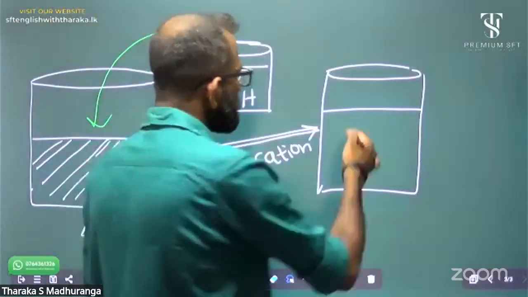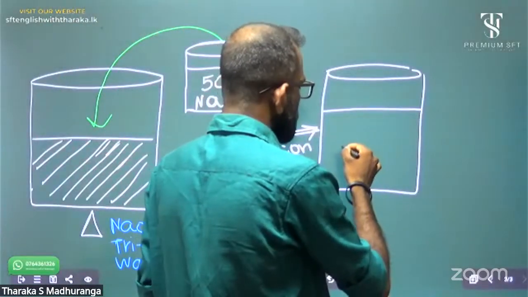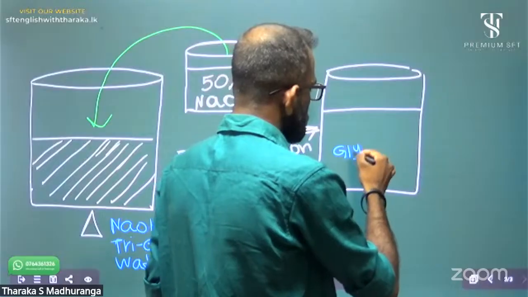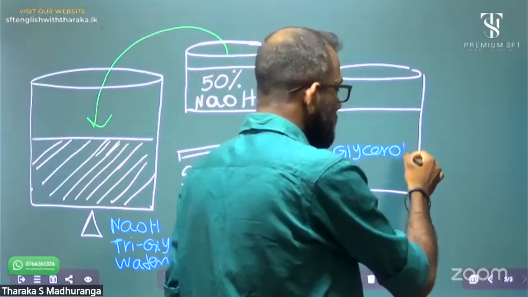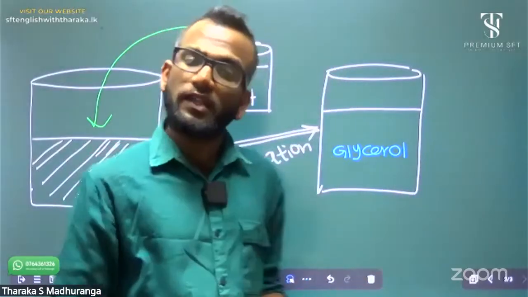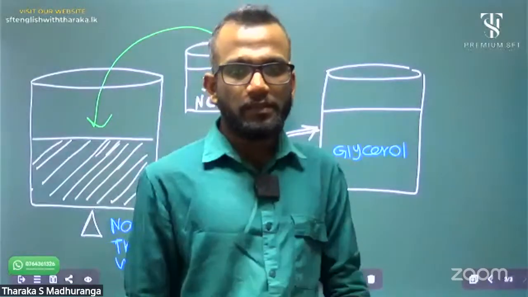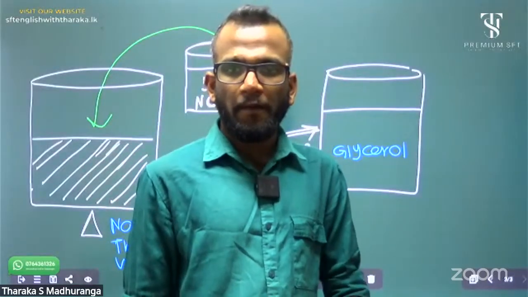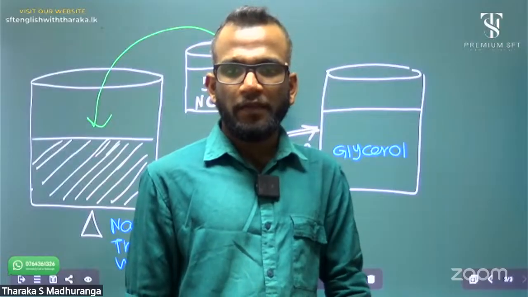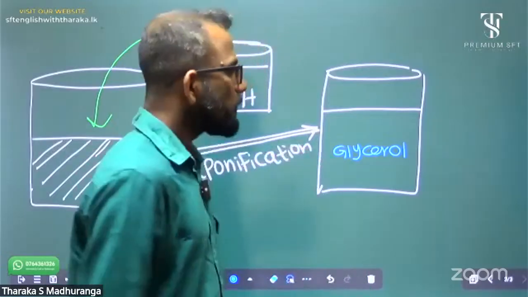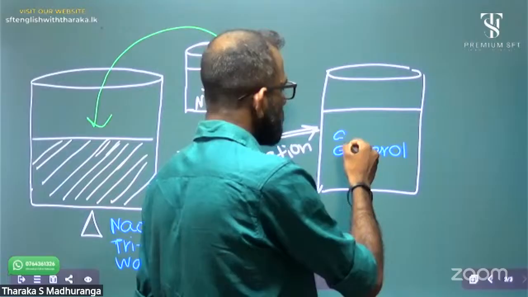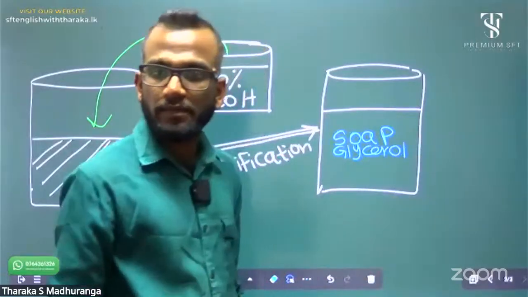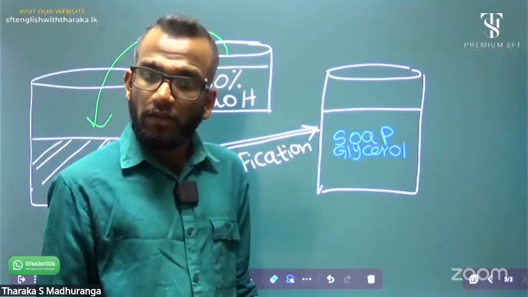Very good. Glycerol is producing. Glycerol, that's a byproduct. Soap is producing. Good. What else? Is that all?